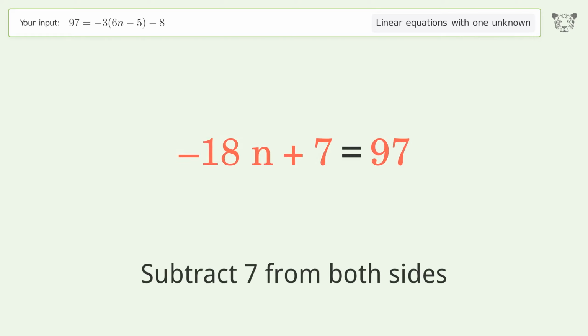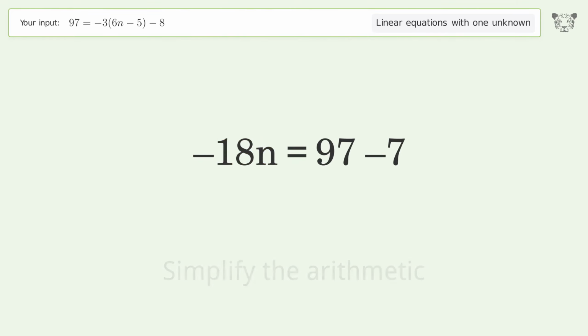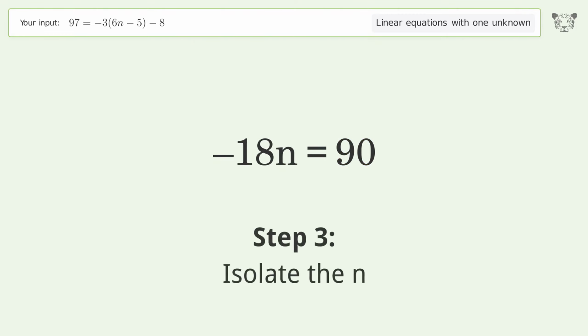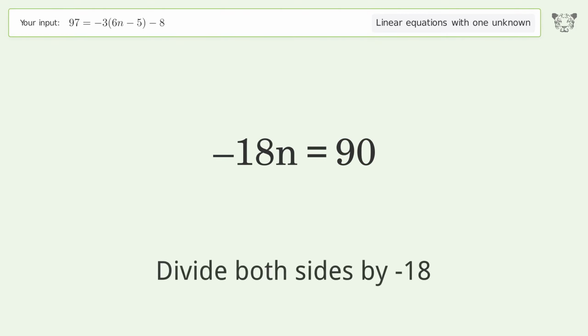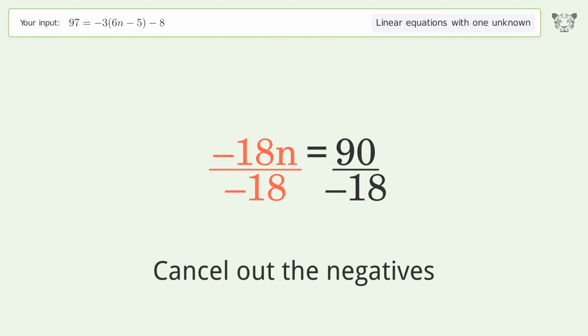Subtract 7 from both sides. Simplify the arithmetic. Isolate the n. Divide both sides by -18. Cancel out the negatives.